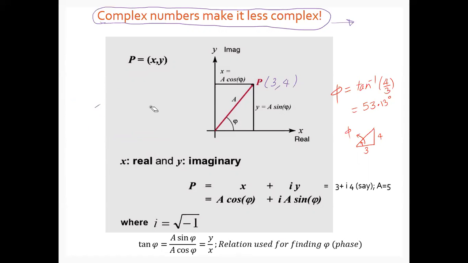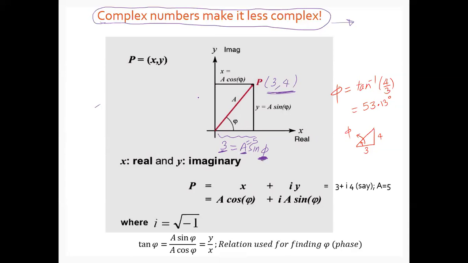So a equals 5. P is (3, 4). Now this is x. This x is 3, right? So 3 equals a sine phi. So in this case, a is 5, right? Okay. So what is the value of phi? Can you find your phi? If this is 3, this is 5.